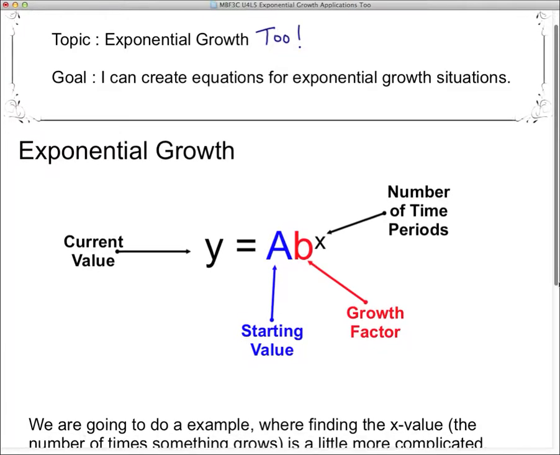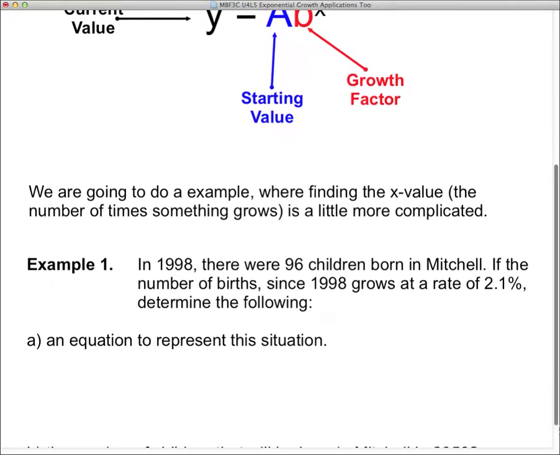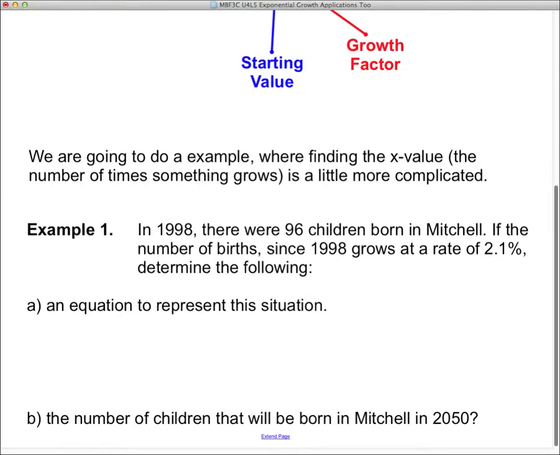So let's have a look. We're going to do an example where finding the x value, the number of times something grows, is a little more complicated. Now this one in particular is very similar to the one we did yesterday. It's the next one that's a little more complicated. So let's take a look at example 1.